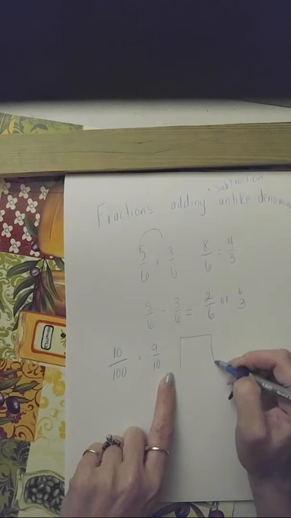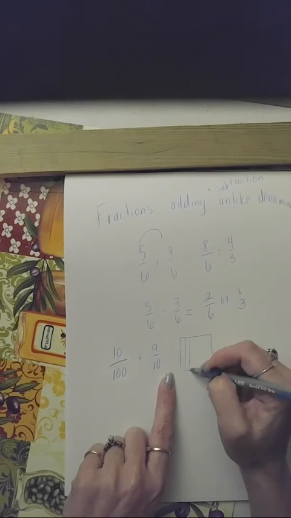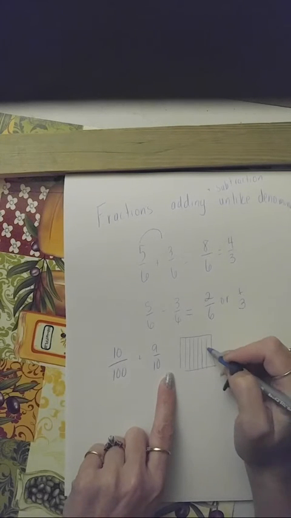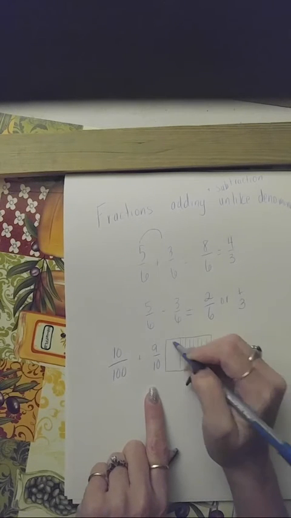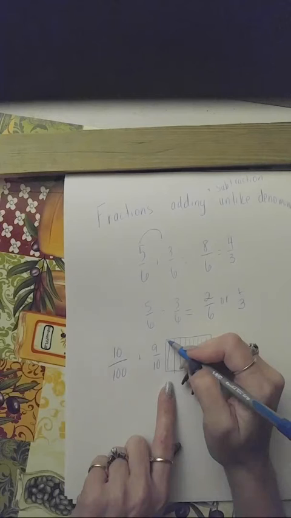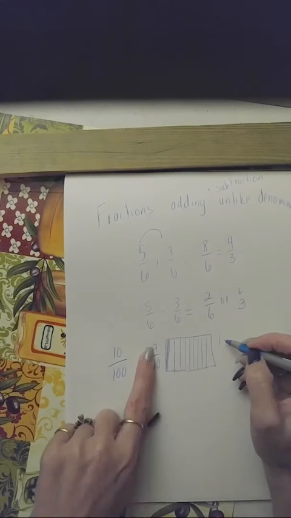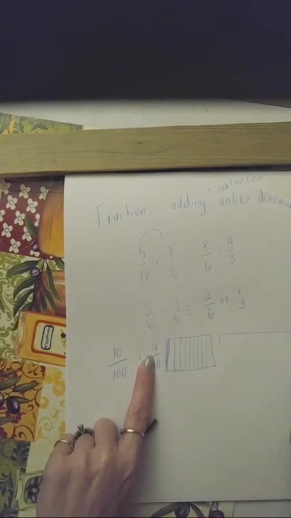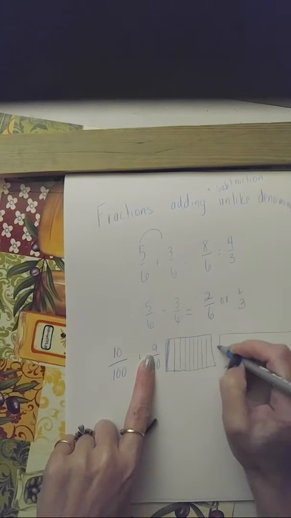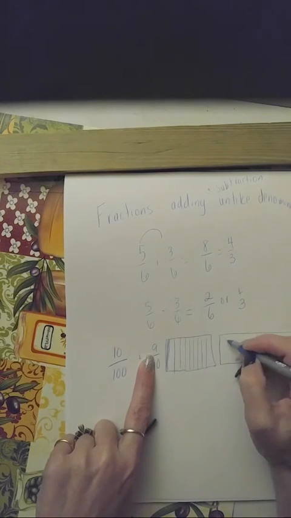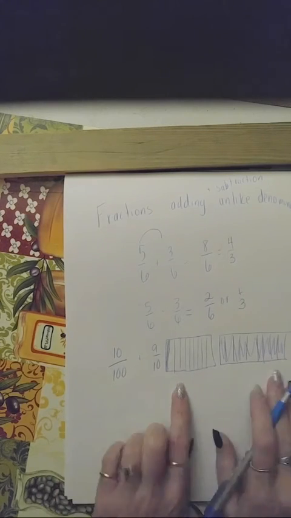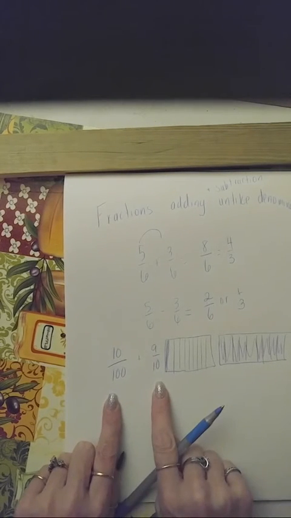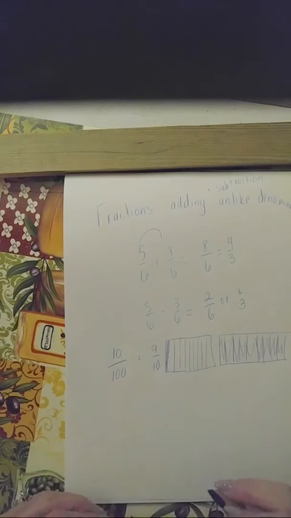So for example, if this was 100, 8, 9, 10, this would be one row. This is 9 tenths. And that's 9 of these. So you see how they look different. We can't add and subtract unless our pieces are the same size.